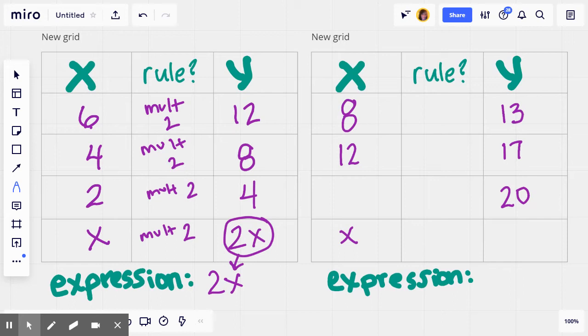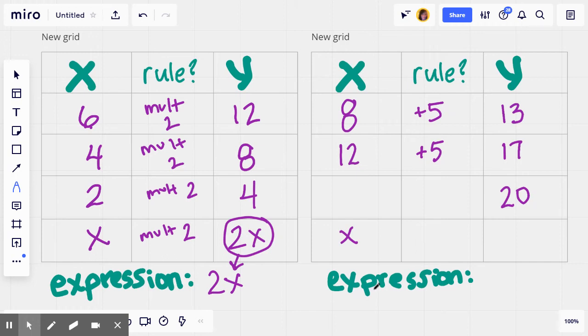All right, let's look at the next one. So let's see, I've gotten from 8 to 13. Can you think of a way that we could get from 8 to 13? What did I do to that x to get it to be the y? Well, it looks like I added 5. Let's see if that works. So plus 5. That's an option, isn't it? Okay, so let's look at this next one. 12. If I'm saying that the rule is plus 5, will I get 17? Well, yes, I will.